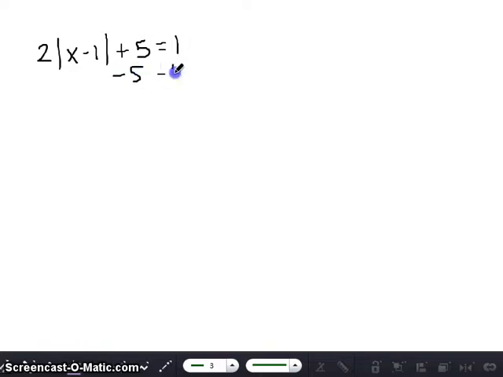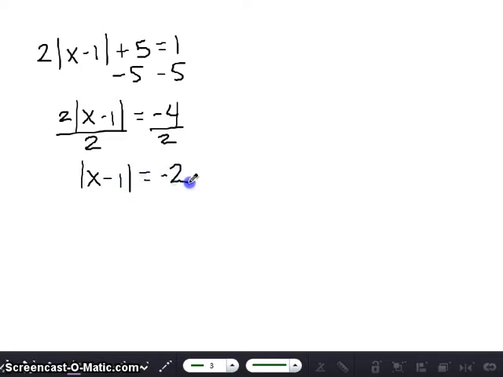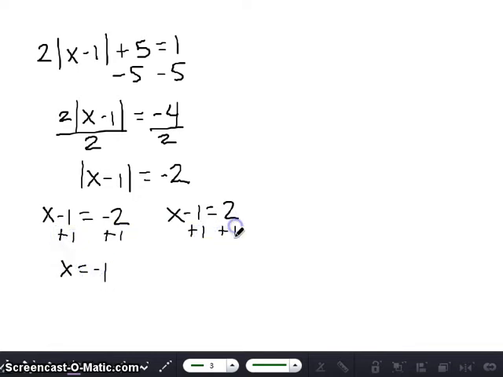Let's subtract our 5. So we're going to say 2 times the absolute value of x minus 1 is equal to -4. We still have that 2 we want to get rid of, so let's get rid of the 2, and then we get the absolute value of x minus 1 is equal to -2. So, following the logic that we had a second ago, we would say that x minus 1 is equal to -2, and x minus 1 is equal to +2. Solving these out, add 1 to each side, x is going to be equal to -1, and x would be equal to 3.